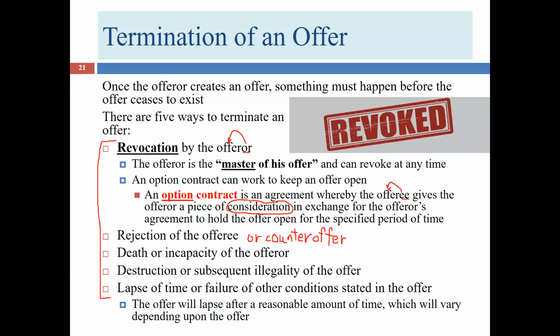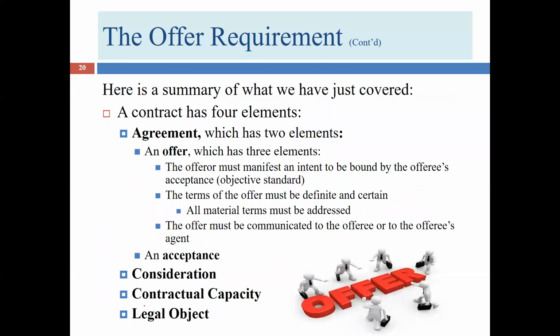Equally, subsequent illegality of the offer makes it no longer a contract. Again, we have that legal object requirement. So really, under this scenario, our offer is going to fail for two reasons. One is it's no longer an offer, but also the contract, if we allowed it to be a contract, would have no legal object.